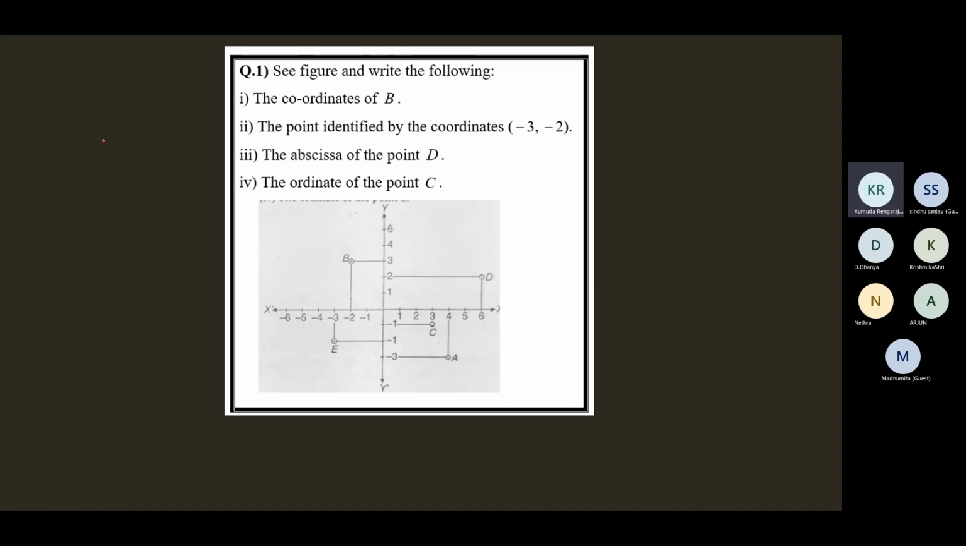See, children, it's like this. This is the y-axis. The point D is here. What is this line? This is the perpendicular distance of the point D from the y-axis. This is the x-axis. This is the point D. What is this? This is the perpendicular distance of the point D from the x-axis.